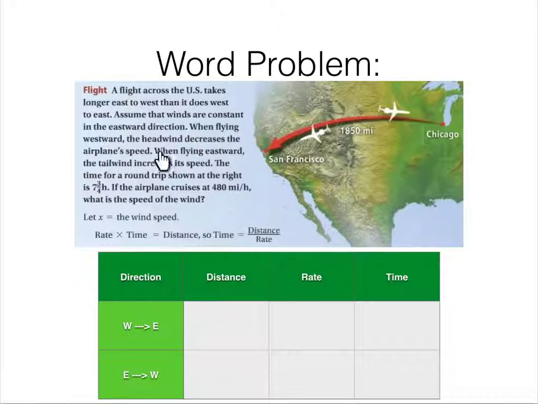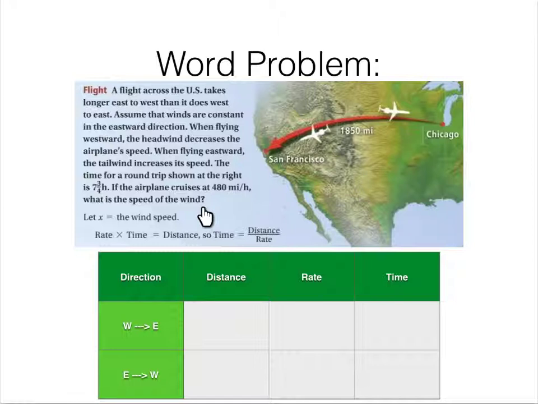When flying westward, the headwind decreases the airplane's speed. When flying eastward, the tailwind increases the airplane's speed. The time for the round trip is shown, the round trip that's shown here is 7 3/4 hours. If the airplane cruises at 480 miles per hour, what's the speed of the wind?